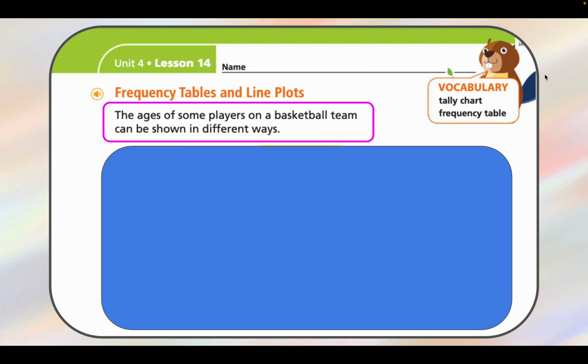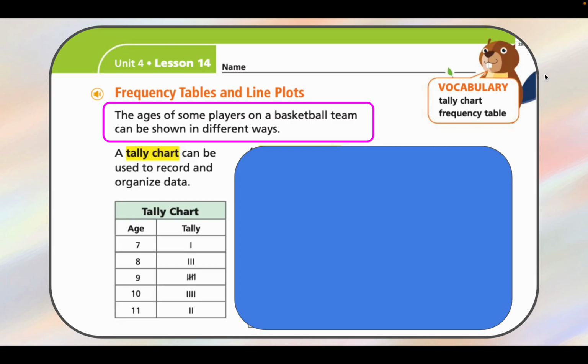And at the top it says the ages of some players on a basketball team can be shown in different ways. So all these different tables that you're going to see is the same information, it's just showed in a different way. So the first one is a tally chart. And we talked about a tally chart. You can see there that those are the different ages of the players on the team. And so there's 1 person that's age 7. There's 3 that are age 8. There's 5 age 9, 4 age 10, and 2 age 11.